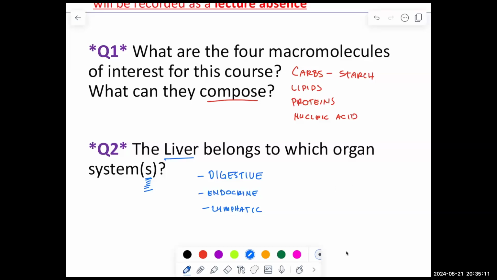Okay, so it belongs to multiple systems. It's responsible for blood sugar regulation, which is why it's sometimes associated with the endocrine system. But the main one is digestive. Some organs belong to more than one system.